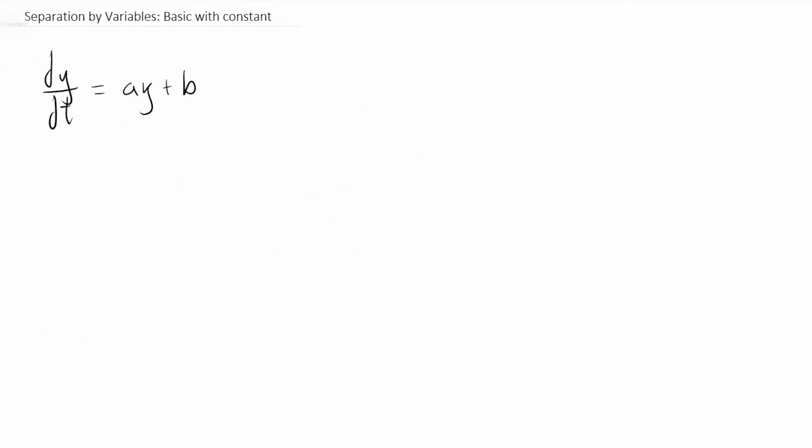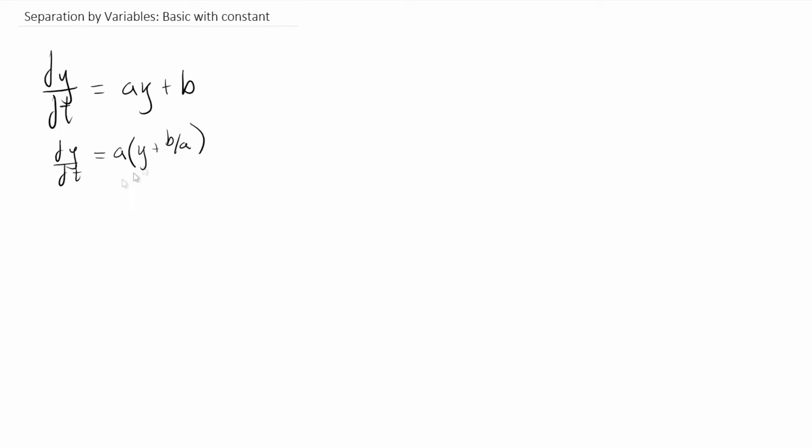Now we're going to make it a little bit more challenging. We're going to add some constants: a constant in front of the y, and then a constant on the other side. The general steps are pretty much the same. One thing I'm going to do to make this a little bit easier to work with is take out an a so y is by itself. So you're going to have a times (y plus b/a) is equal to dy/dt.